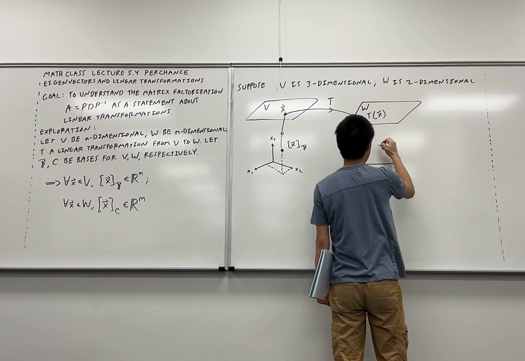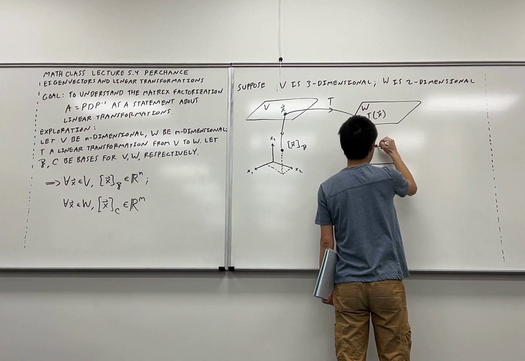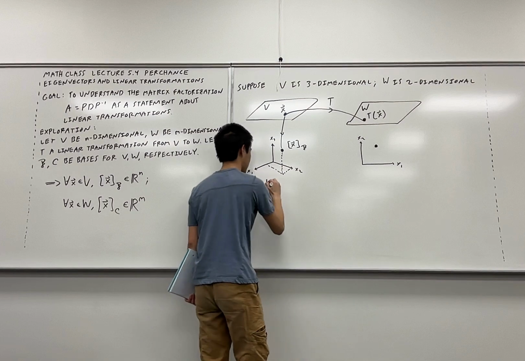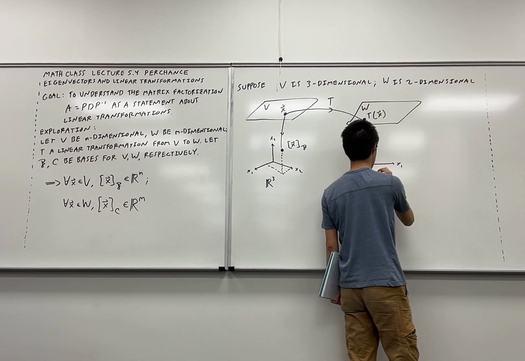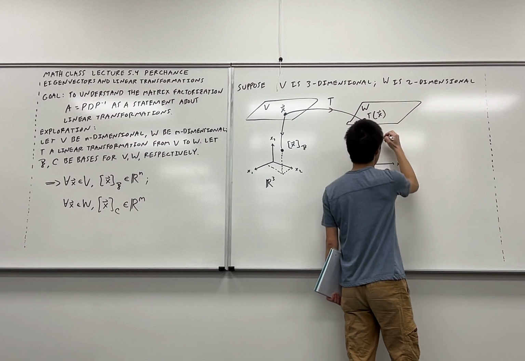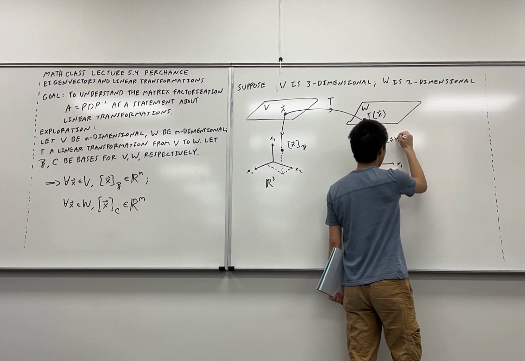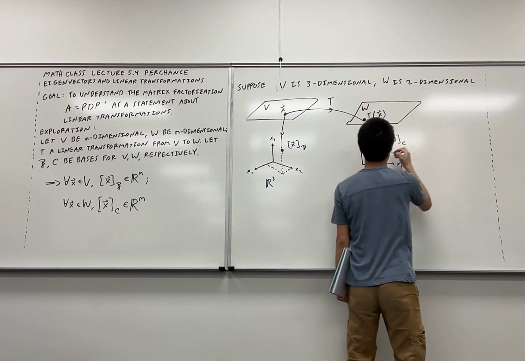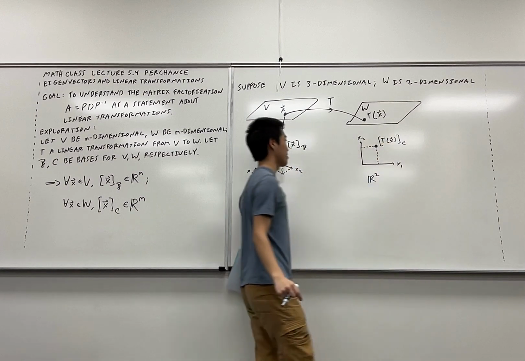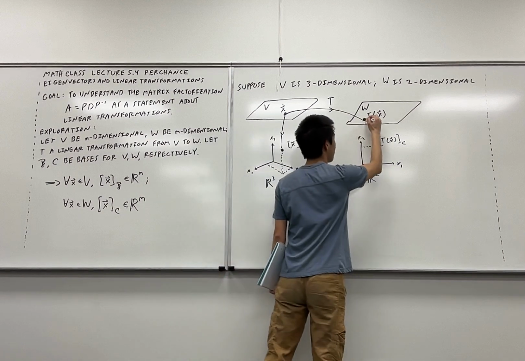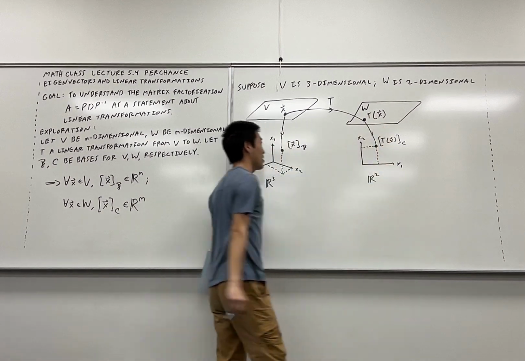And then the T of x, now if I want to think about it inside of R2, so this overall is R3, and this overall is R2. And this is now what happens if I take T of x as a vector, but writing with C coordinates. Okay? So why do we care about this?